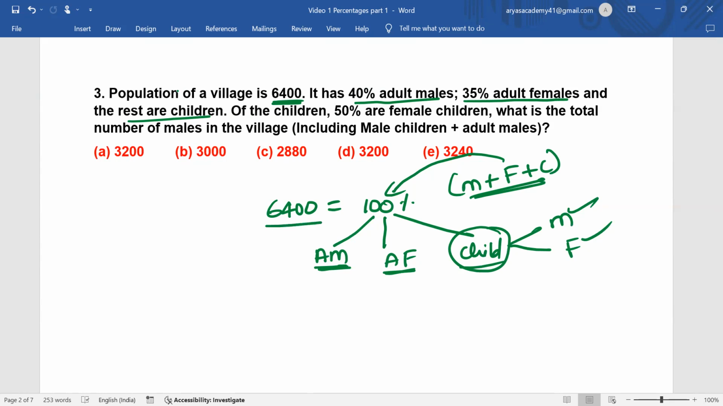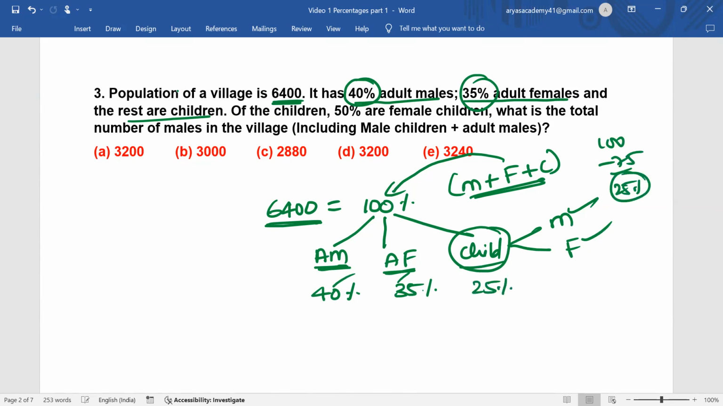Okay. So of these 6,400, see here 40% are adult males. So this value is 40%. 35% are adult females. What is the rest? 40, 35, 75. So out of 100, if 75 is gone, what is the rest of the value? 25%. So it constitutes the number of children. So there are 25% children.